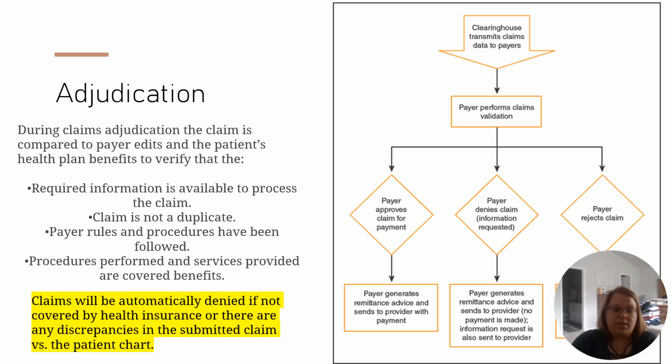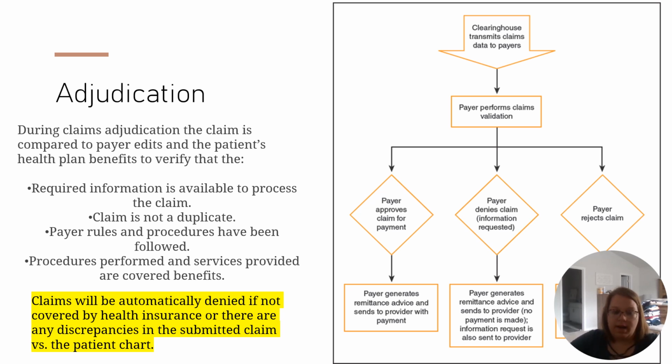Next, it goes into the adjudication stage. During this, the claim is compared to the payer edits and the payer's benefits. During this process, it is making sure that all the information is complete, making sure that it's not a duplicate, making sure that the insurance covers it, so it compares it to the explanation of benefits, making sure that whatever service or procedure was provided is covered.